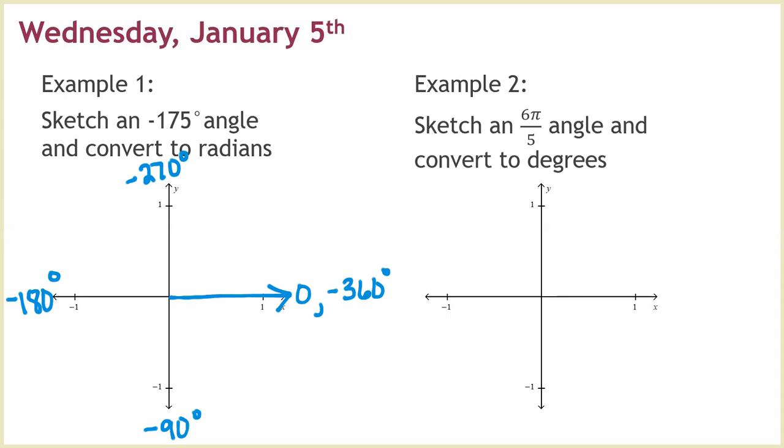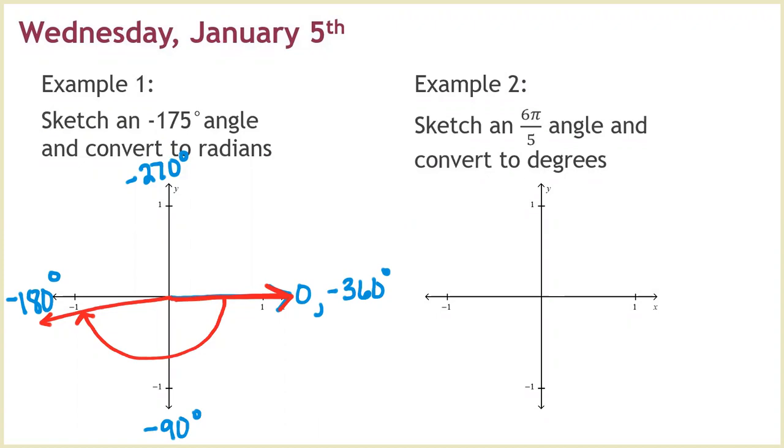Okay, but negative 175, so this would be my initial side here, and I would rotate clockwise. It would be almost to negative 180, just not quite. So that is what the angle would look like for negative 175. It's a little smaller than a negative 180 degree.